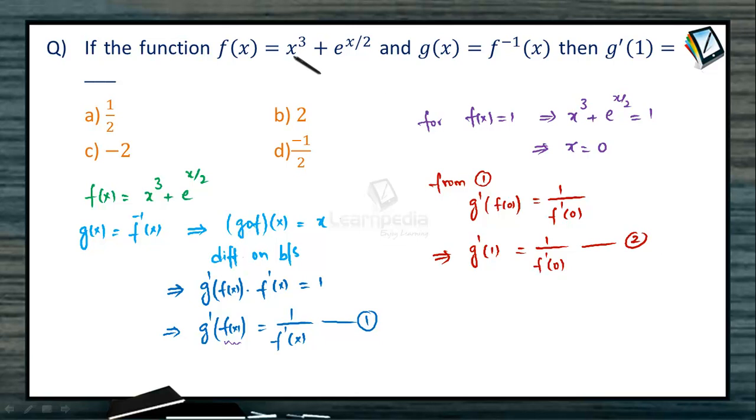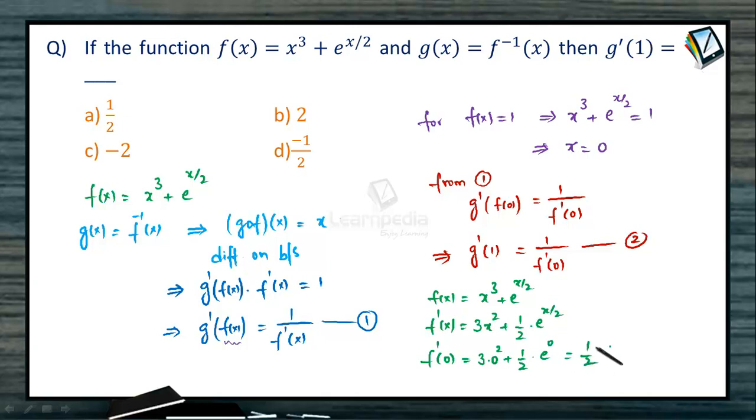Yes, that's a very simple function because we know the function f of x. So let us calculate directly, f of x being x cube plus e to the power of x by 2. What is f dash x? The value of f dash x is 3x square plus half times e to the power of x by 2. So what is f dash 0 now? The value of f dash 0 becomes 3 times 0 square plus 1 by 2 into e to the power of 0, that is 1 by 2.